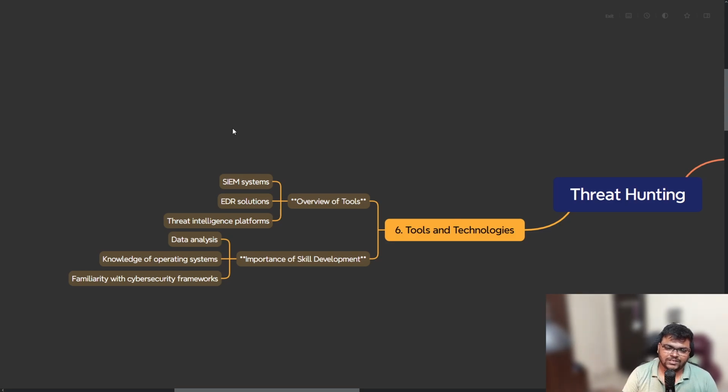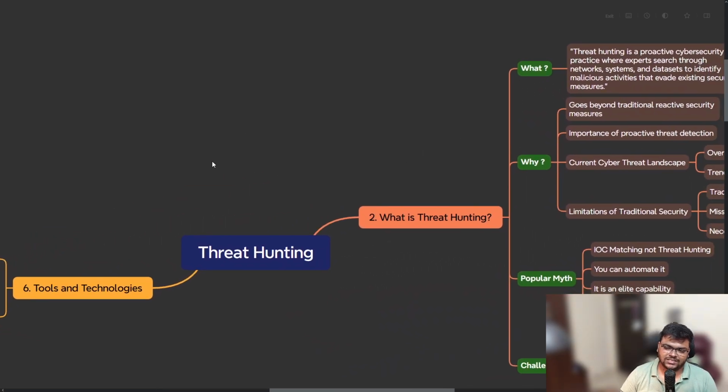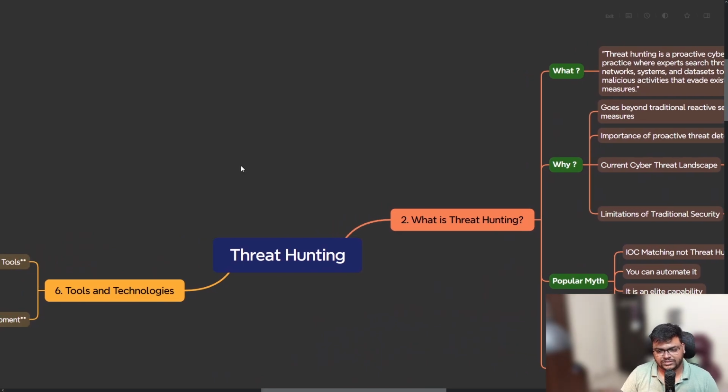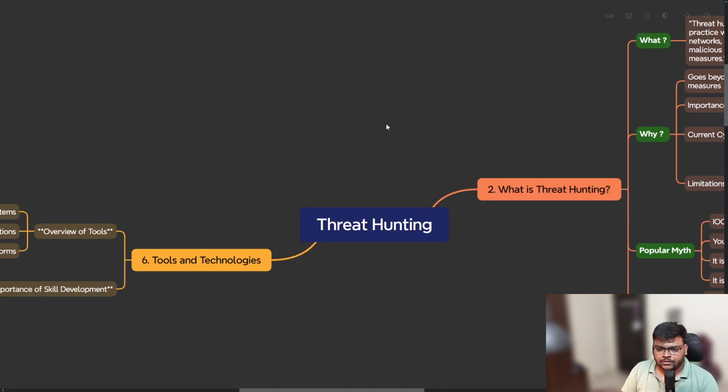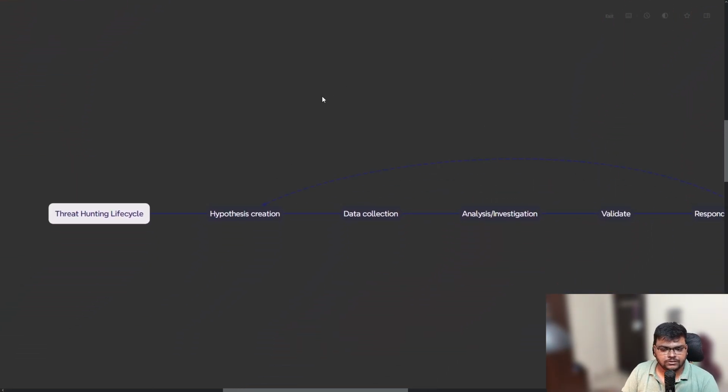So having all of this is a bonus. It's not important, but it's really good if you have all of these in place already. So this is what threat hunting is, how you do it, some challenges, popular myths, tools, and some technologies that are required. But most importantly, let's deep dive and understand what the life cycle of threat hunting actually looks like.